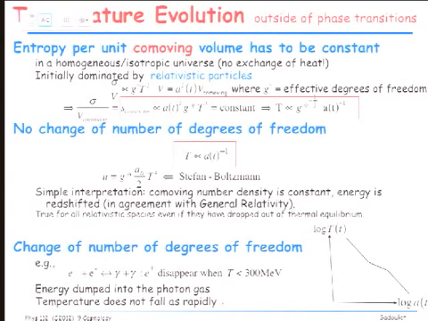Similarly, the entropy density, which I call small s, equal to sigma over V, will go as g star T cubed. That's very much related to the number of relativistic particles.